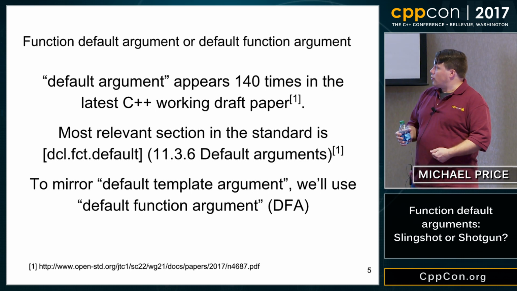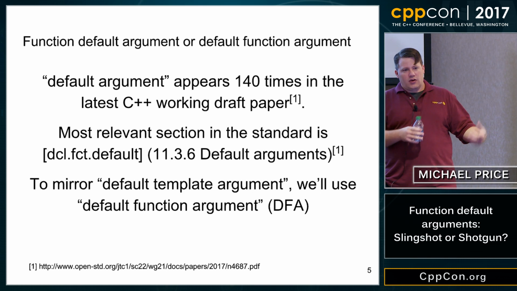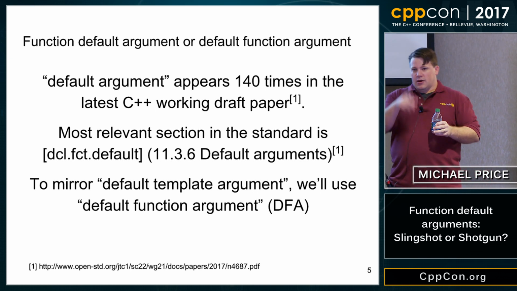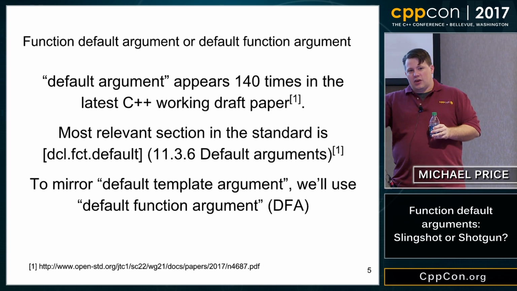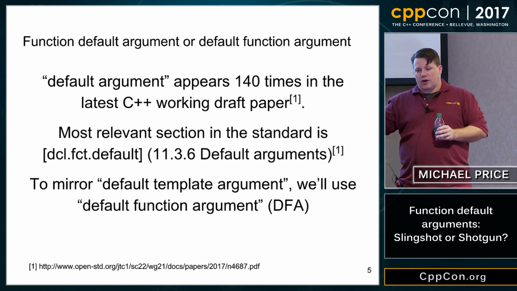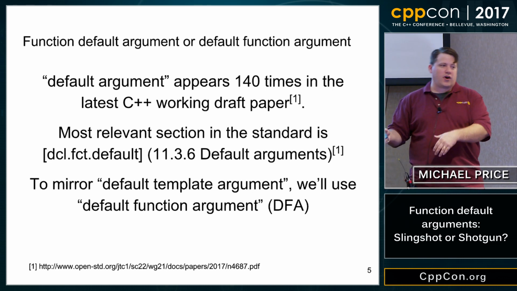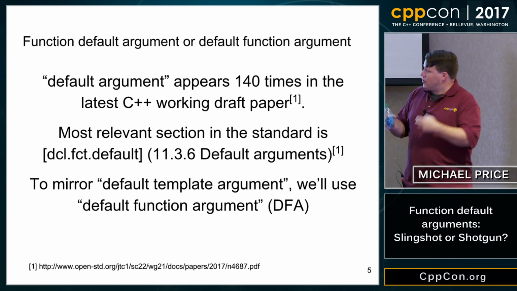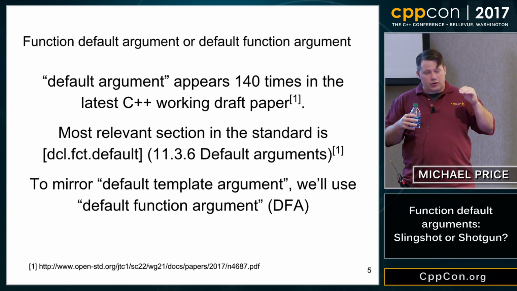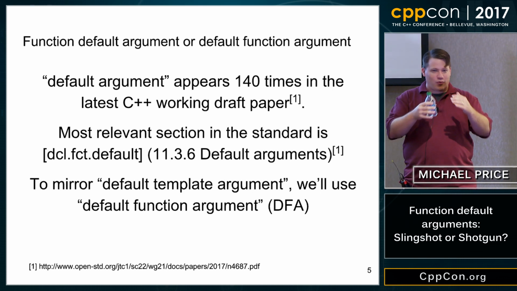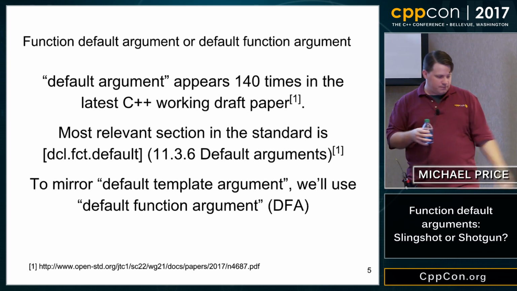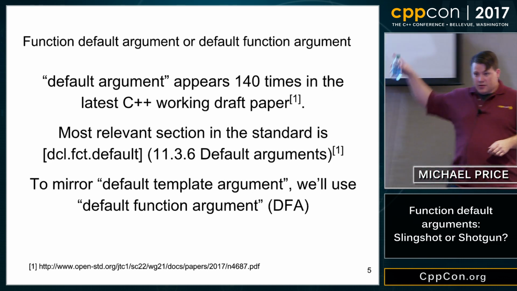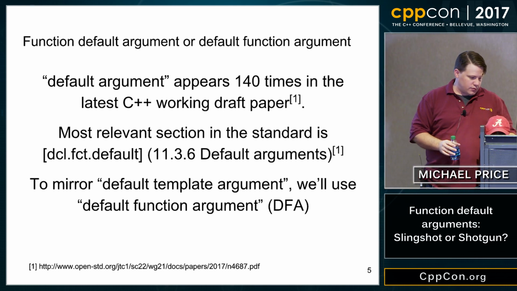Default template arguments are a lot like default function arguments. It's just they're provided for template parameters, type and non-type parameters. You can say typename T equals int, to say that if you don't provide this type parameter, we're just going to assume it's an integer. So when you're looking at the standard, when you see default argument, you have to put it in the context of what they're talking about to understand what it is. So I'm going to call them default function arguments, or just DFAs, from here on out through the rest of the presentation.